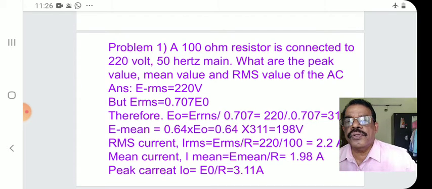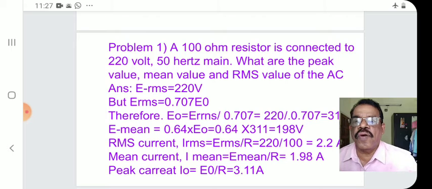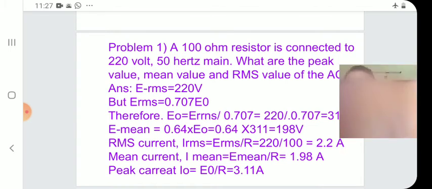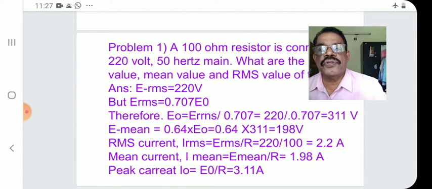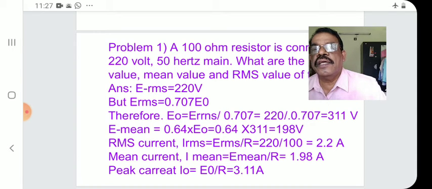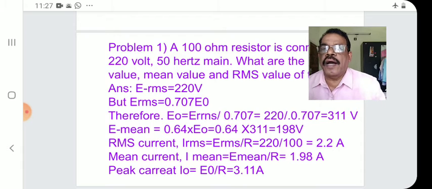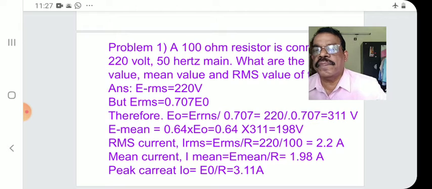Therefore, E0, where 0 is the suffix, is ERMS by 0.707. We determine E0 from the above equation by dividing by 0.707. So the value of E0 is 220 by 0.707, which is 311 volt. That is, a 220 volt RMS value corresponds to a 311 volt peak value.